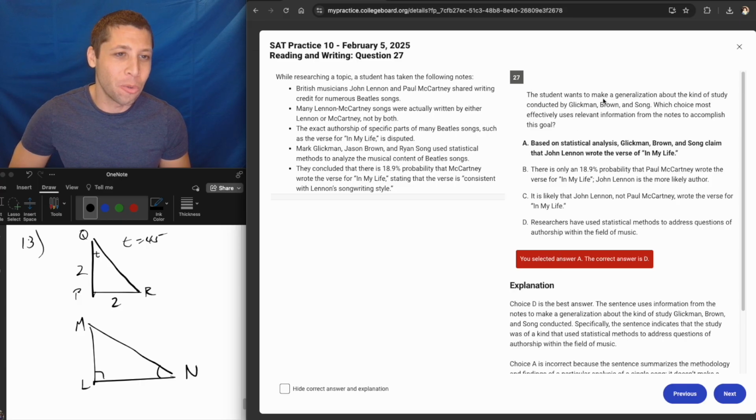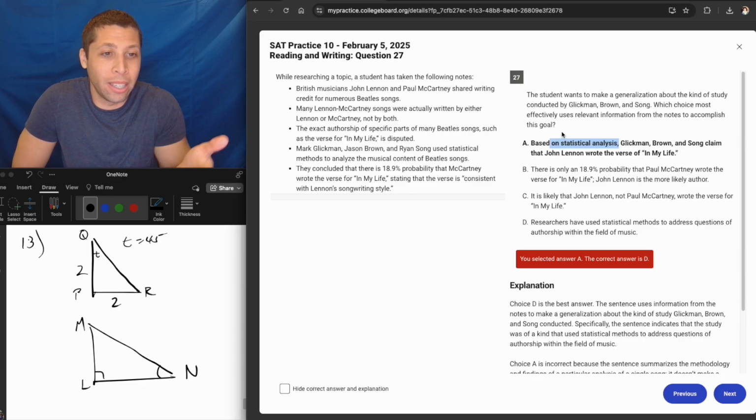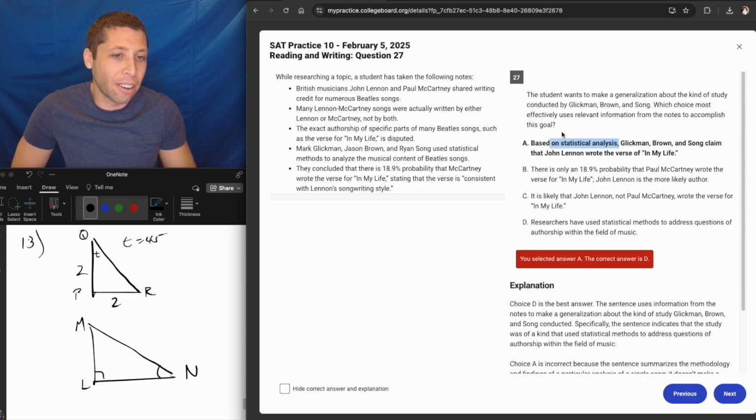But looking at it now, I'm having a vague memory of my irritation with this question because of what they're asking. The student wants to make a generalization about the kind of study conducted by these people. Well, that to me suggests that you really want to make sure you mention those people, right? Because otherwise, what are we doing? And to me, what kind of study is it? That's the question I would ask. Well, it's a statistical analysis study. That seems fine, right?